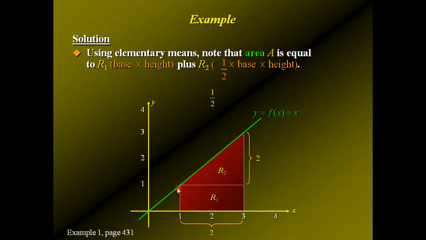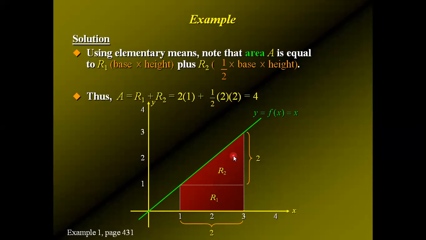You must also know how to do this using elementary means. This total area can be divided into two parts, R1 and R2, where this length is 2 and this is length 1. Remember, base multiplied by height is the rectangle area, and the triangle area is half into base multiplied by height. So R2 will be a triangle and R1 will be a rectangle. In the elementary method we can find the area A equals R1 plus R2, which is 2 into 1 plus half into 2 into 2. For the triangle, base equals 2 and height equals 2.